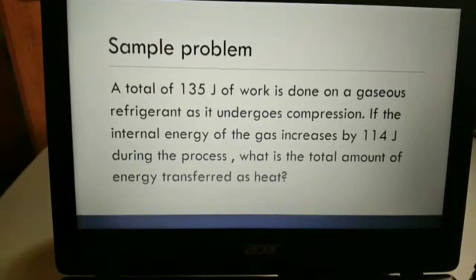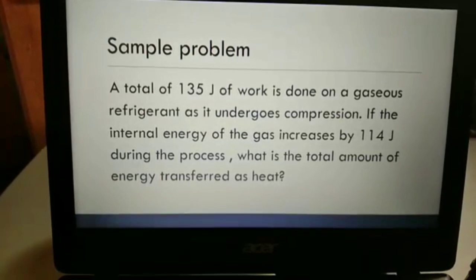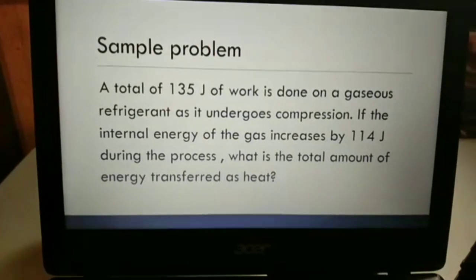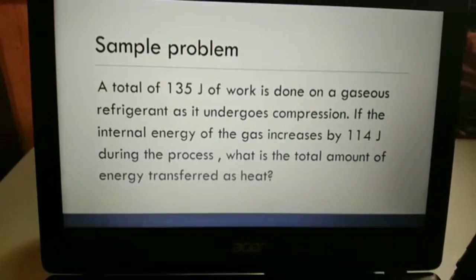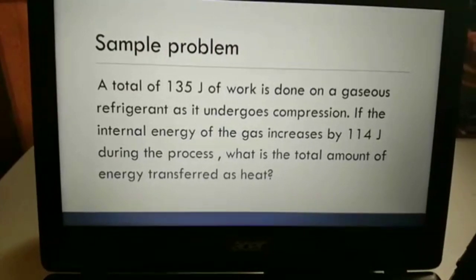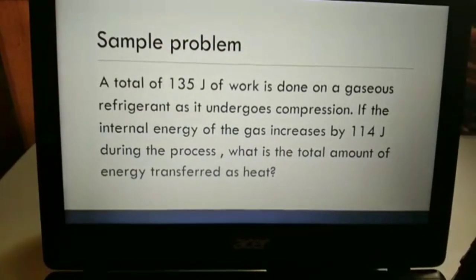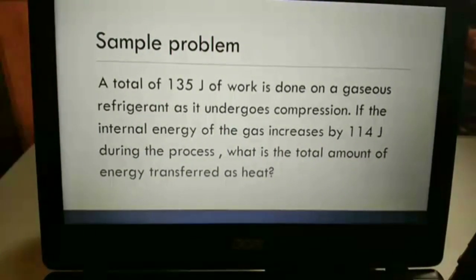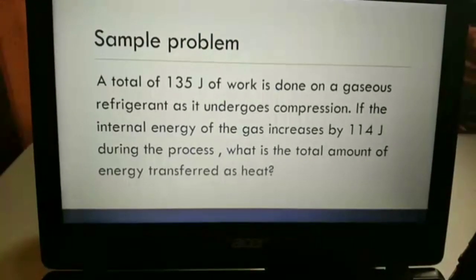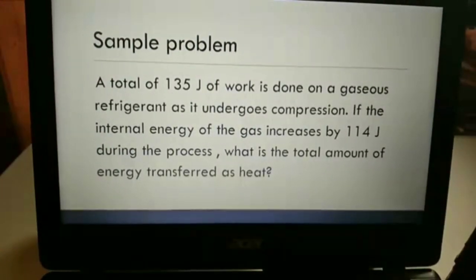Here's a sample problem of the first law of thermodynamics. A total of 135 joules of work is done on a gaseous refrigerant as it undergoes compression. If the internal energy of the gas increases by 114 joules during the process, what is the total amount of energy transferred as heat?